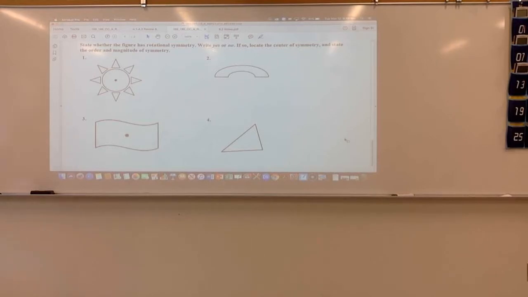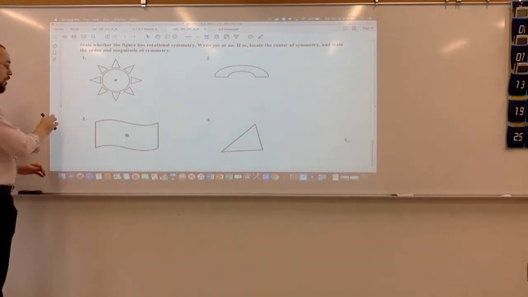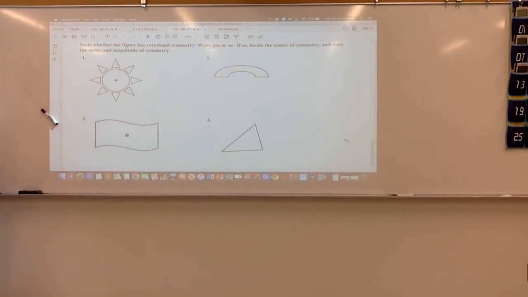Figure out the order, so how many times an object can rotate so that it sits on top of itself before we get all the way back around. And then take 360 divided by the order for each of these problems.